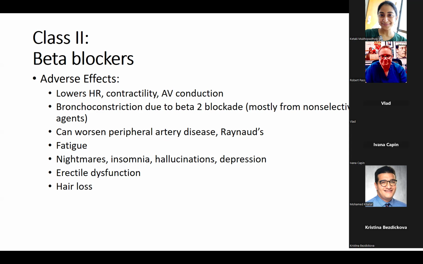Beta blockers, particularly the non-selective ones, can cause neurologic symptoms like nightmares, insomnia, hallucinations, and even depression. A small percentage of patients on beta blockers can develop depression, so one needs to be aware of that, particularly when prescribing them to teenagers. It can cause erectile dysfunction in some patients. And finally, rarely, but I have seen this, it can cause hair loss in some patients. And it has been a reason that I've had to stop a beta blocker on more than one occasion in a teenage patient.